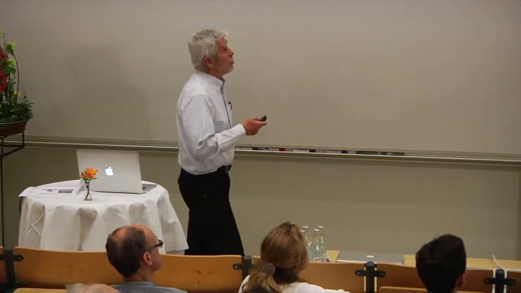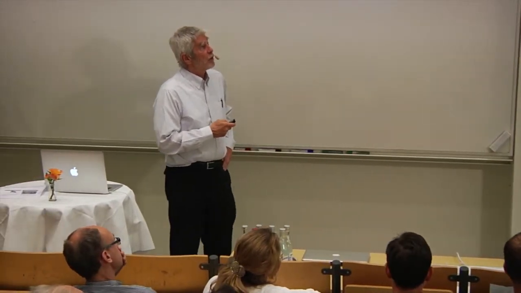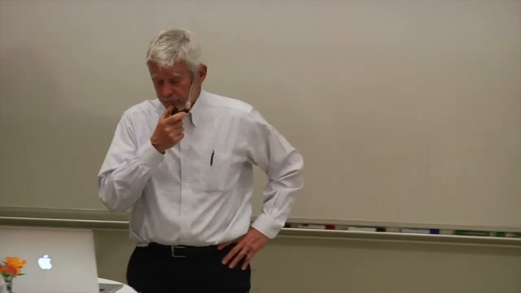Now, if we look at the amount of time it takes, Tibet and the Himalayas seem to have required 50 million years to be built. For those of you who aren't geologists, this, of course, seems like a long time, but the Earth is 5 billion years old, so 100 times that. This is still a long time. The Tian Shan, there was a mountain range 25 million years ago. Probably most of it was built in the last 10 million years. But again, we're talking long times. The Alps required tens of millions of years to be built.